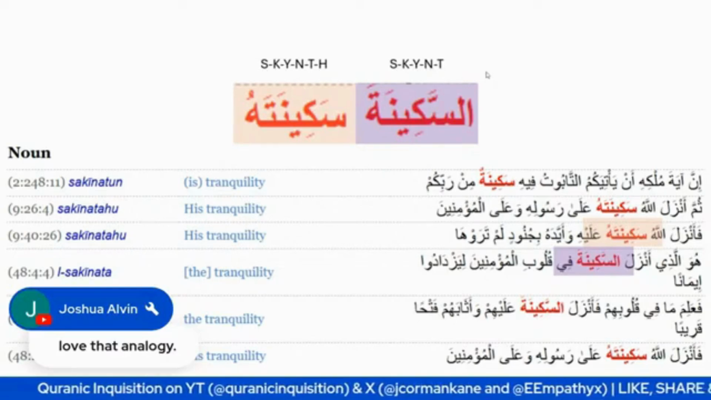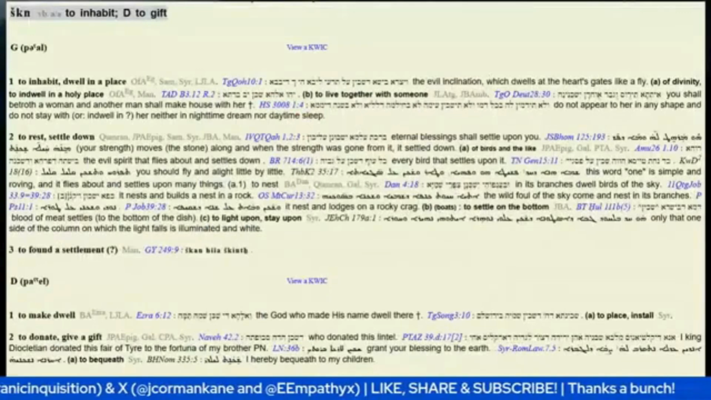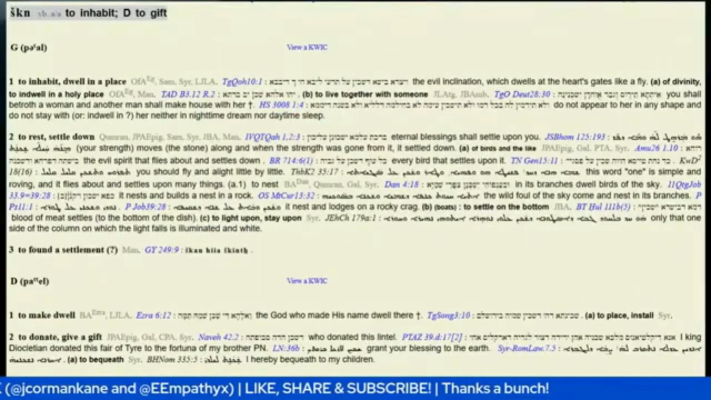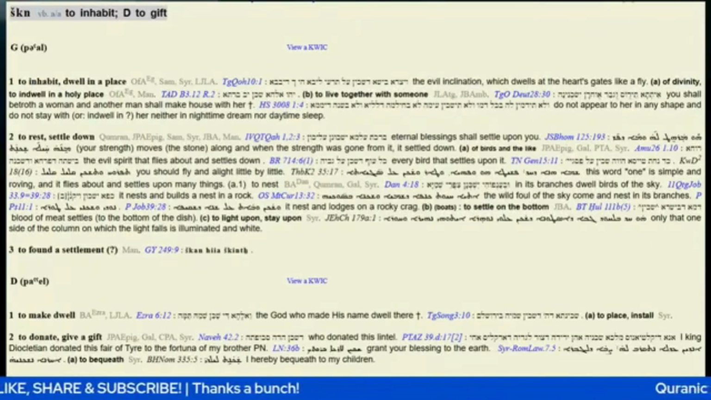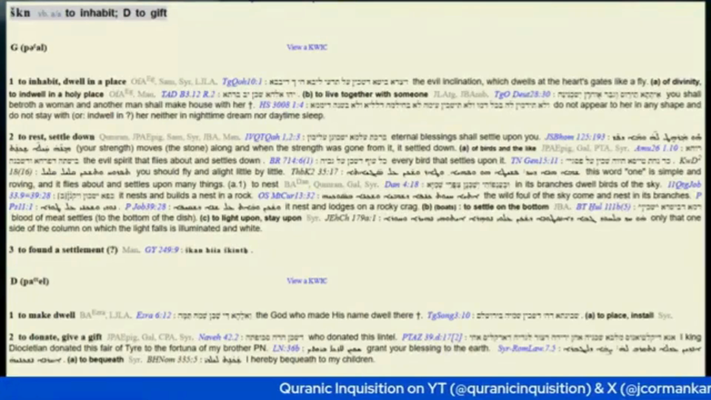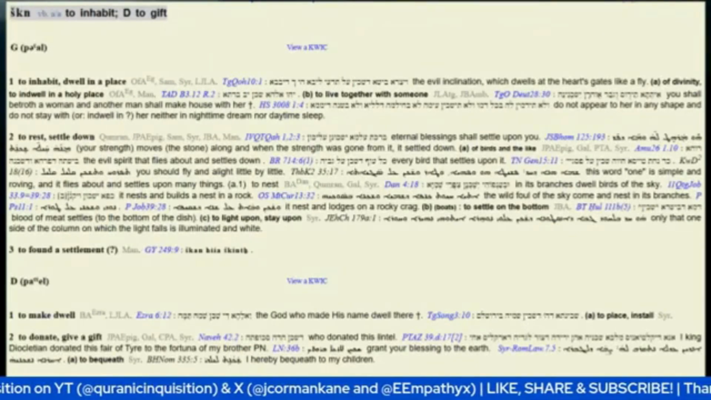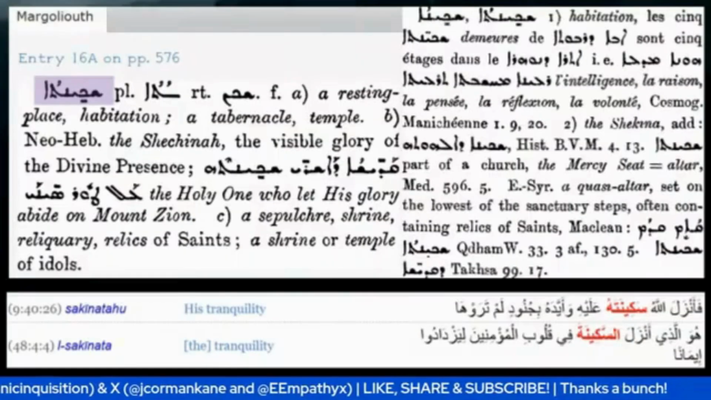Okay? So we'll go and have a look here at the root. I mentioned this idea of inhabiting or dwelling in a place as being the foundational Old Testament meaning of this root, the ShKN root. It also has, interestingly, a meaning to donate or gift, but these are secondary, tertiary meanings. The main sense for our purposes, of course, is the dwelling, which is then linked to the dwelling of God, which we then see in sources like this.